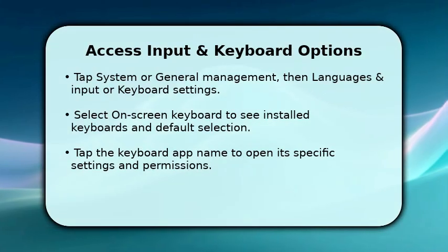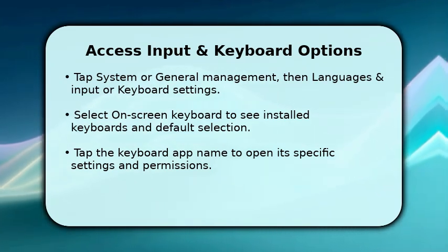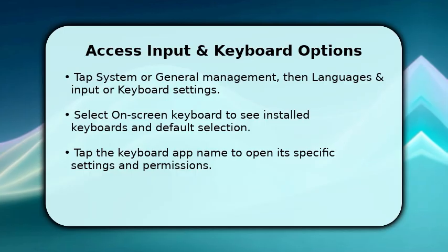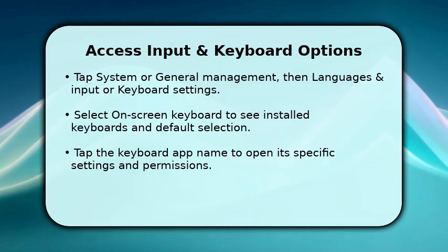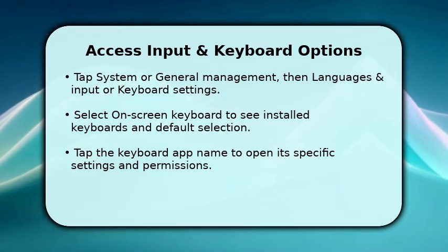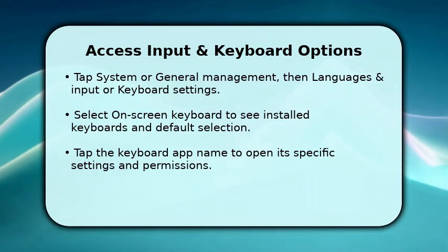Once in Input Settings, tap System or General Management, then Languages and Input. Different manufacturers place it slightly differently, so follow the label. Next, choose On-Screen Keyboard to view installed keyboards and confirm which one is set as default. This is important because changing a non-default app won't affect your typing.